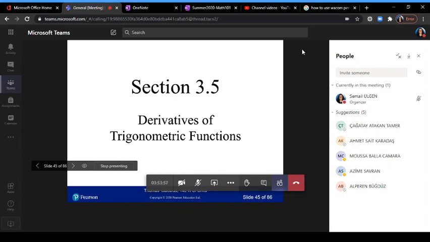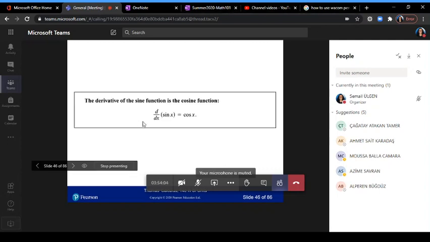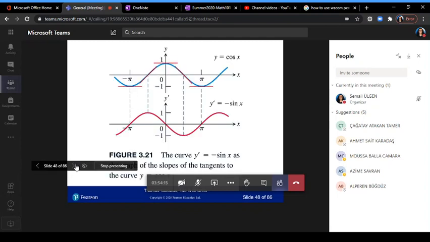Okay, next we are going to be talking about 3.5, which is the derivatives of trigonometric functions. So let's see, we have sine, we have cosine. The derivative of sine is cosine, whereas the derivative of cosine is negative sine. These formulas can be obtained again by using the limit definition of the derivative, which we are not going to do right now. You guys know the graph of cosine, right?